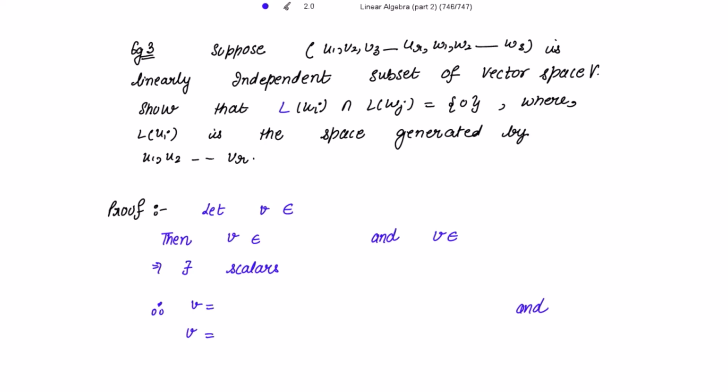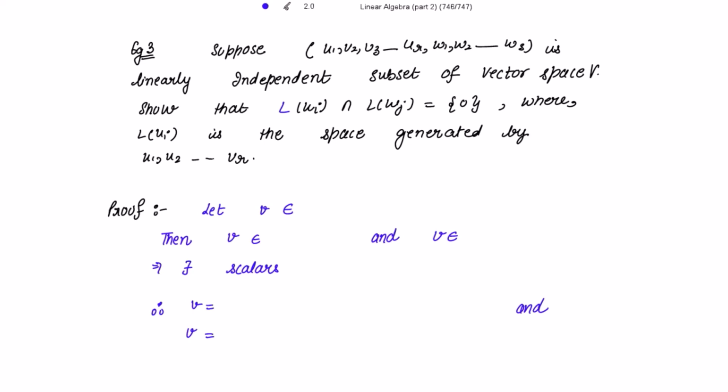It is obvious that the zero element belongs to their intersection. That is, zero itself is a subset of their intersection. But is their intersection a subset of the zero element? That's the point. So we have to prove that.